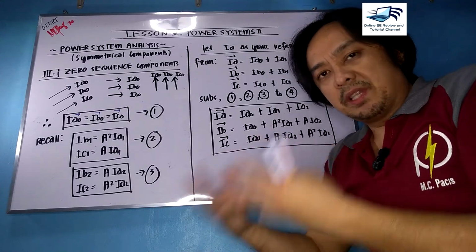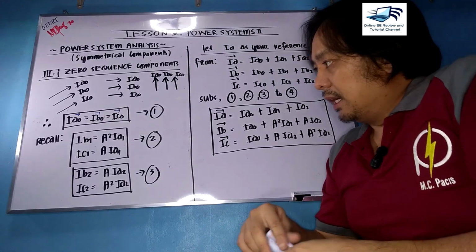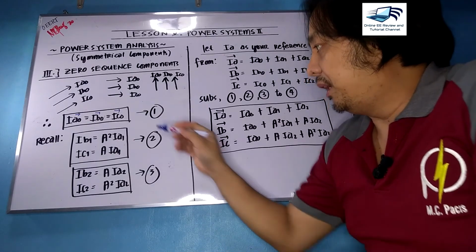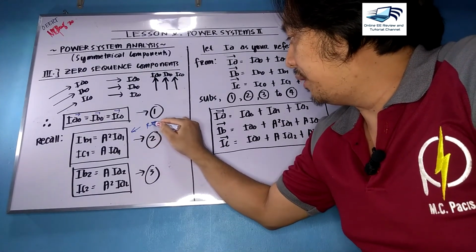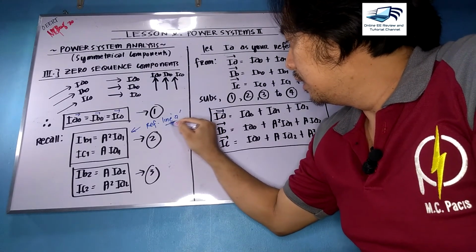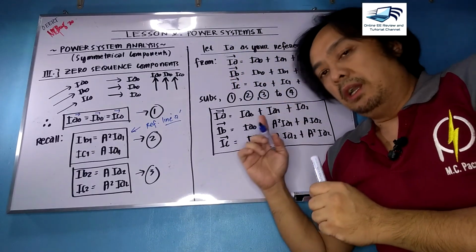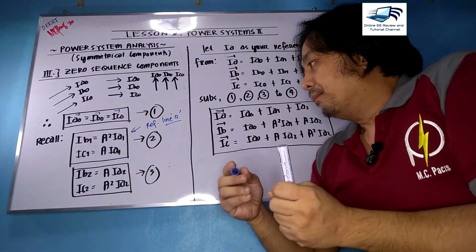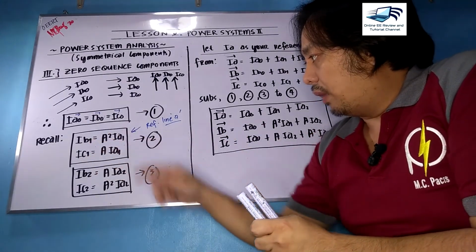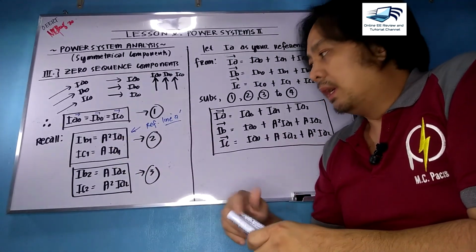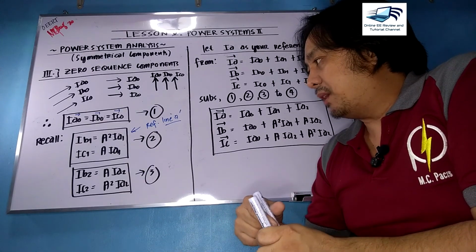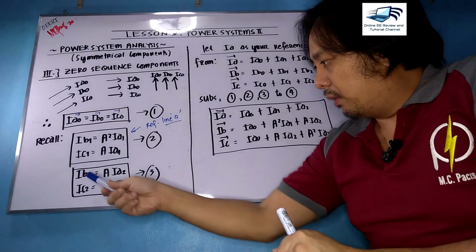Also, we can recall what we have discussed from the last slide, that we can get the positive sequence components in terms of its corresponding reference. Our reference here is line A current, IA. Now we already have the relationship of IB1 to IA1 and IC1 to IA1 in terms of operator A. So we have A squared IA1 and A IA1 respectively for IB1 and IC1.